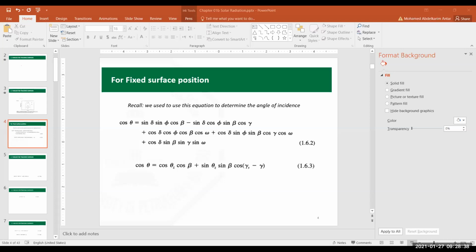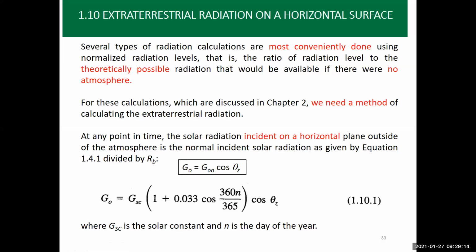Okay, so let's get back again to... I will just share again the file that we have, and this is where we were. Now, in some or several of the radiation calculations, we would use normalized radiation level, so that the radiation level we try to compare it to the theoretical possible.